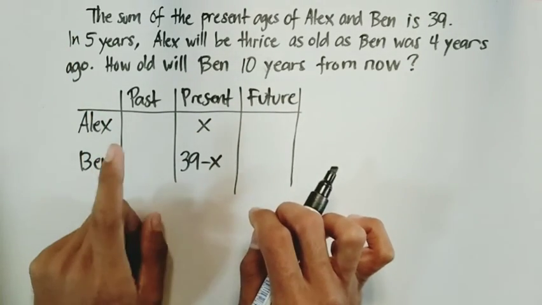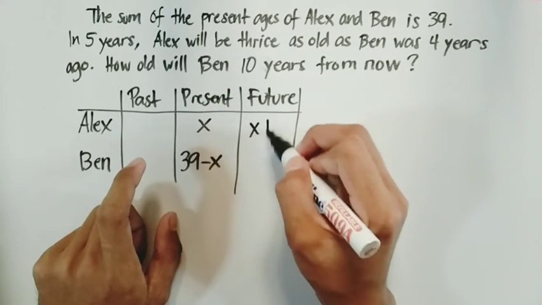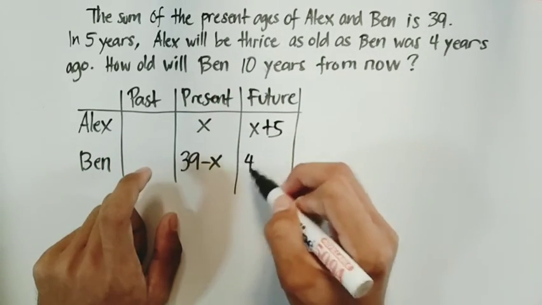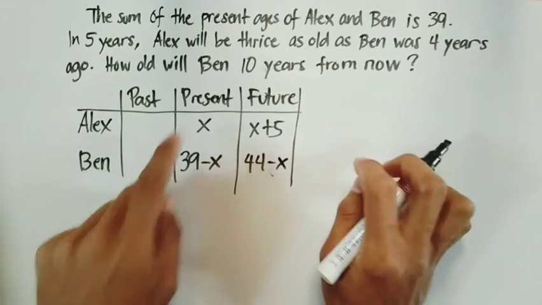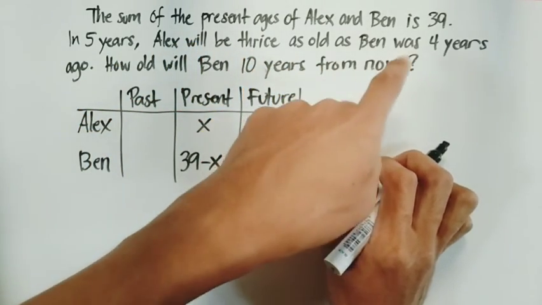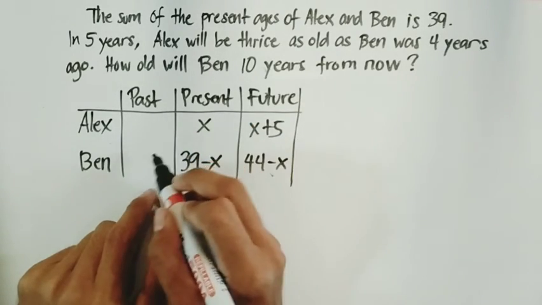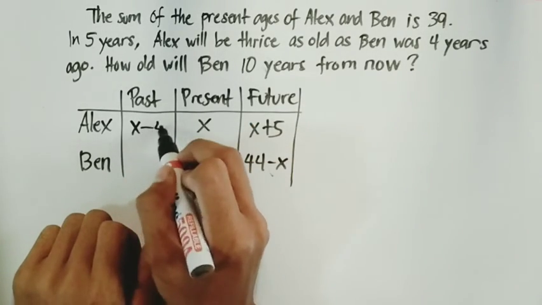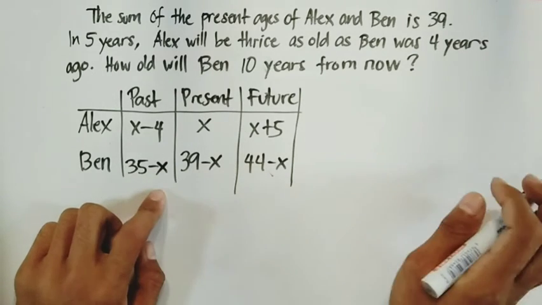Next, in 5 years, so pwede na natin maglagay dito in 5 years. So, X plus 5. Ito magiging 44 minus X. Nagdagdag na akong 5. Sabi daw, in 5 years, Alex will be thrice as old as Ben was 4 years ago. So, may 4 years ago. Pwede natin siya i-fill dito, 4 years ago. So, ito, X minus 4. Edi 4 years ago, pwede maging 35 minus X.